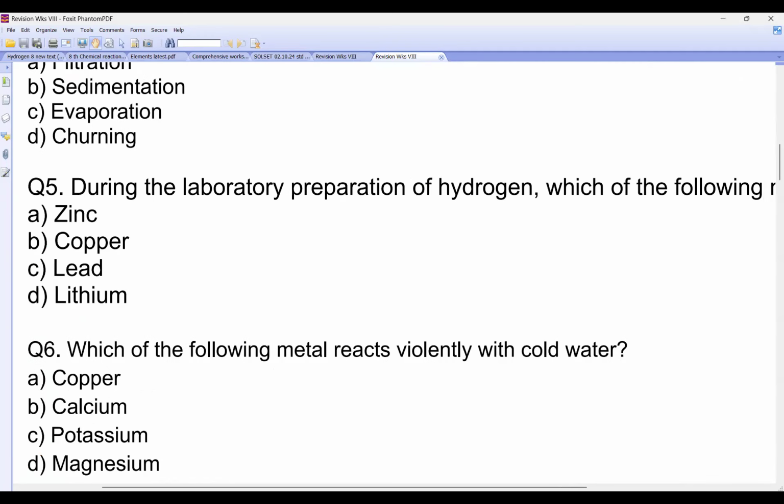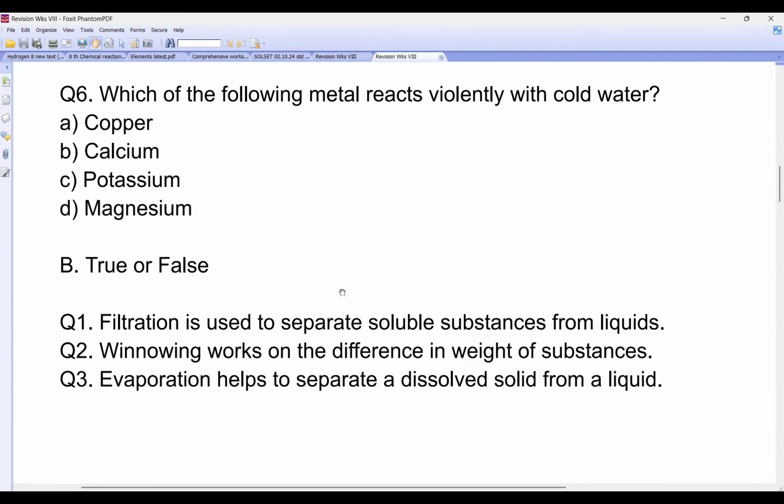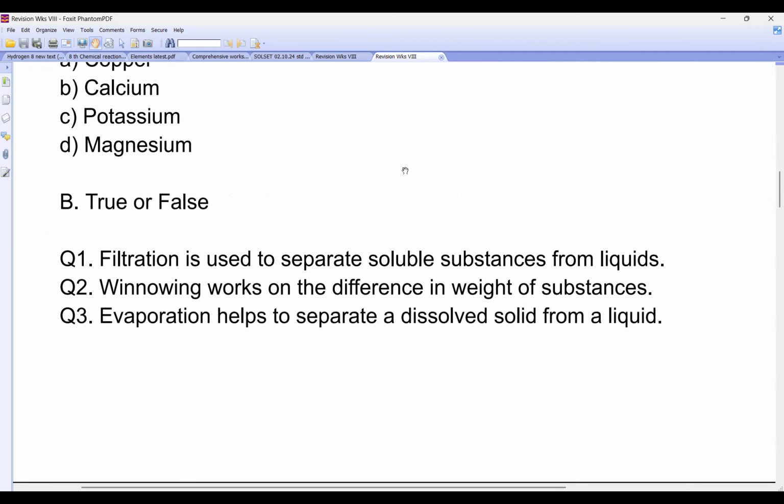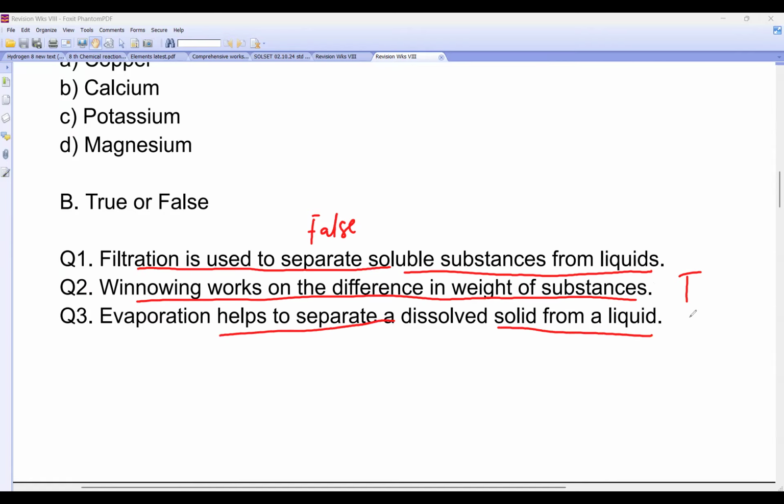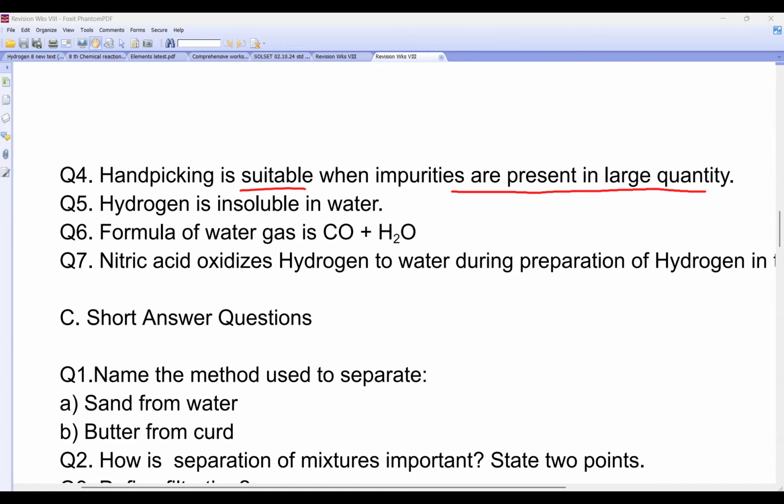Filtration is used to separate soluble substances from liquid. False. It is one soluble and one insoluble. Winnowing works on difference of weight in the substance. True. Evaporation helps to separate solid and liquid. True. Salt and water separate, right? Hand picking is suitable when the impurities are present in large quantity. False. It is when impurities are present in small quantity.